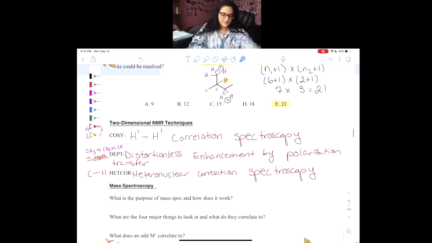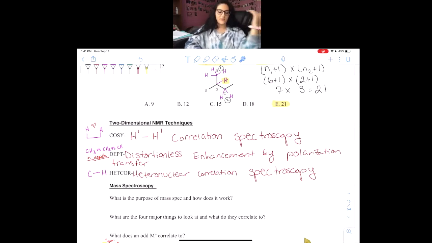So again, as far as this goes, what you need to know is COSY stands for correlation between two hydrogens because they're up close and cozy with one another. DEPT tells us the difference between a CH3, CH2, and CH. Therefore, it tells us in-depth information. And HETCOR is heteronuclear correlation spectroscopy. That's it for NMR. Yay!